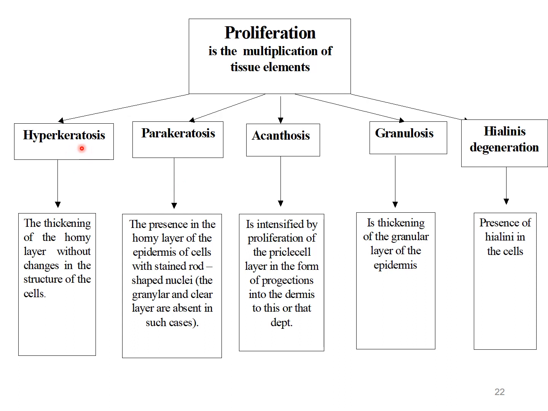For example, what does hyperkeratosis mean? The thickening of the horny layer or corneum layer without changes in the structure of the cells. Parakeratosis is the presence in the horny or corneum layer of the epidermis of cells with stained rod-shaped nuclei. The granular and clear layers are absent in such cases. Acanthosis is a process localized in the epidermis layer too. This is the thickening or proliferation of the prickly cell layer, and granulosis is a thickening of the granular layer of epidermis.